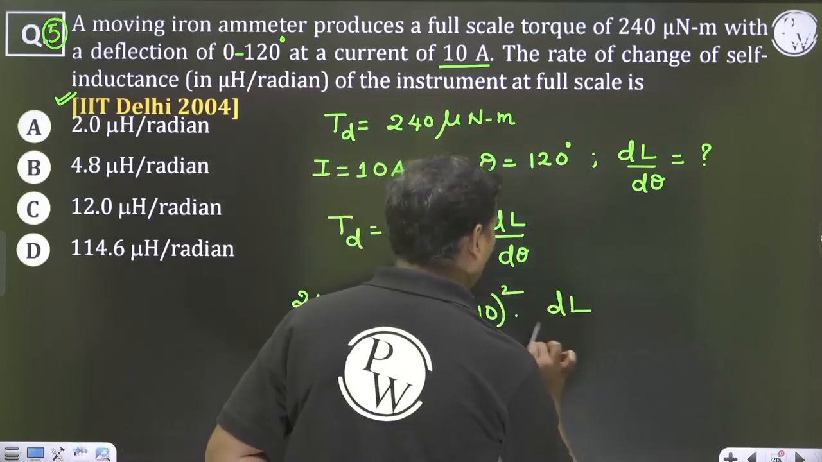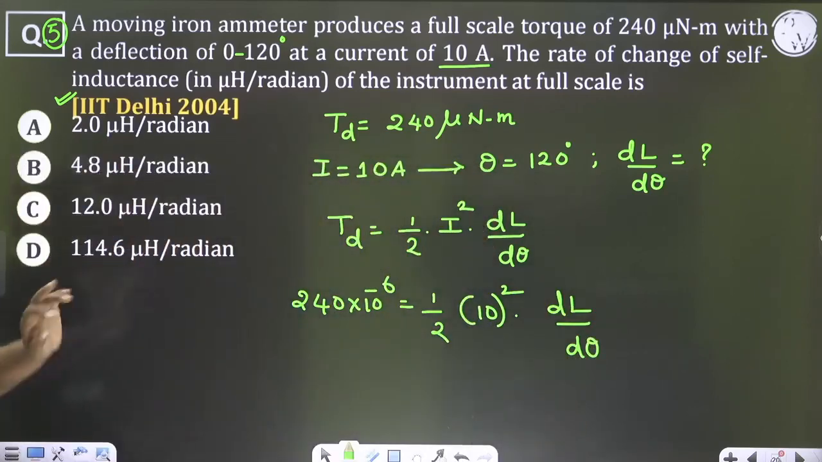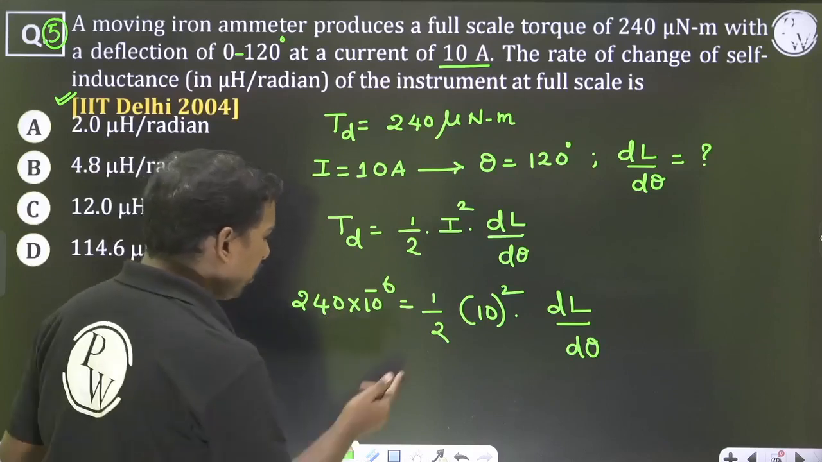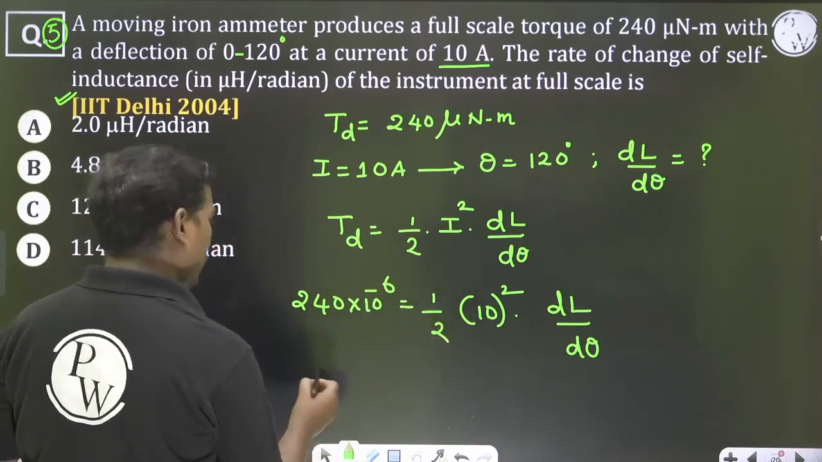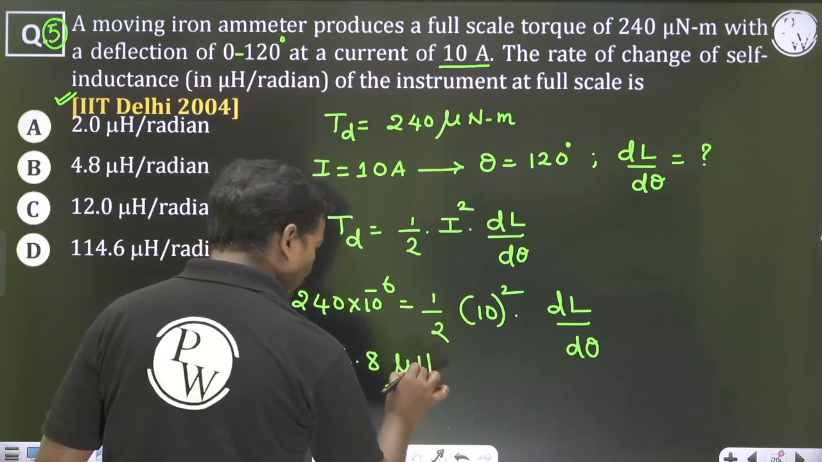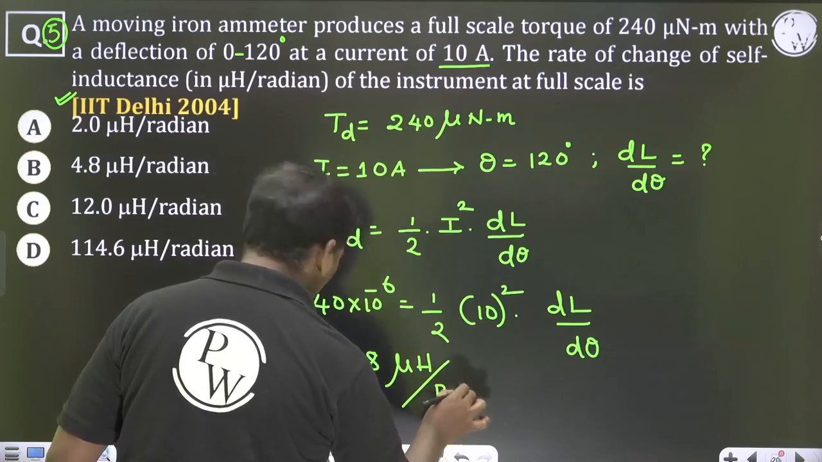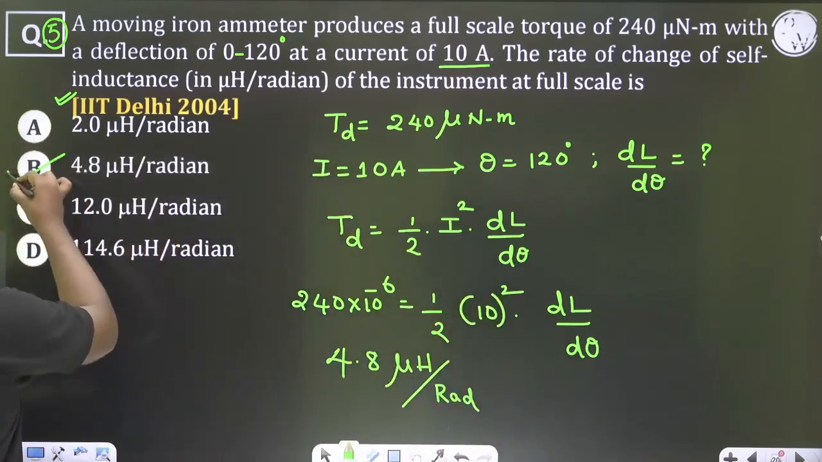Now you can solve. Check the options. All the options are in micro, so don't cancel this micro. 2 will come here, 480. 480 by 100, 4.8. So the right answer for this question is 4.8 into 10 power minus 6 microhenry per radian. So the right answer for this question is option B.